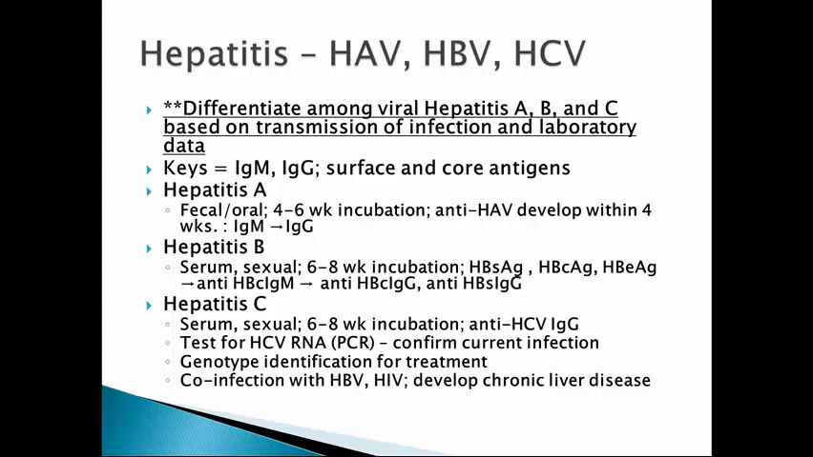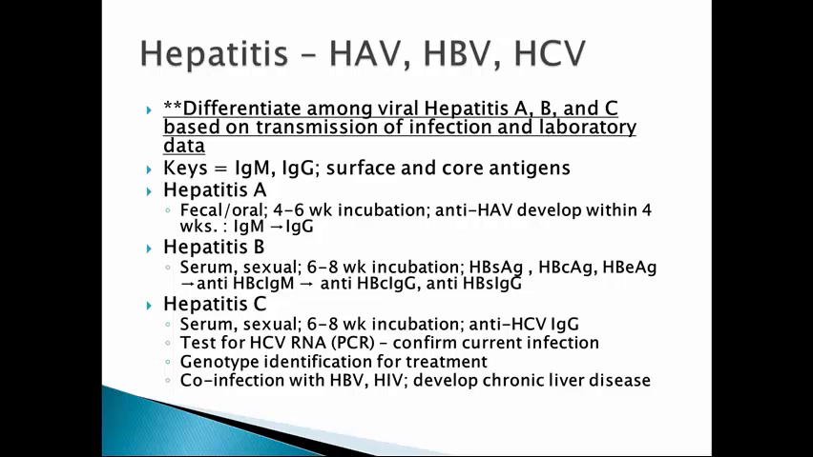So when we look at the keys of determining those lab data and immune status, we look at IgM as well as IgG. Remember that IgM generally indicates an acute infection, whereas IgG generally indicates immunity. So we know that those are going to be important. But we also want to look at, especially in hepatitis B, surface and core antigens, because knowing our surface and core antigens as well as surface and core antibodies can really tell us what's going on with the virus.